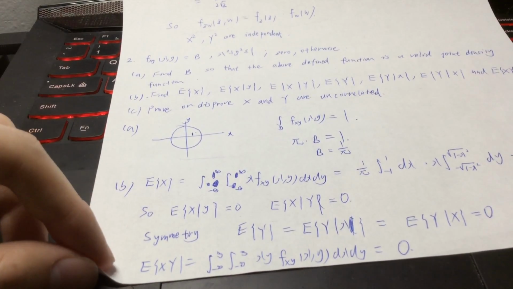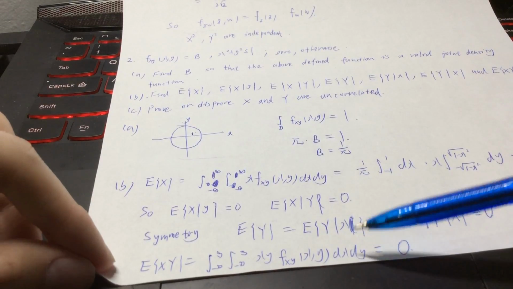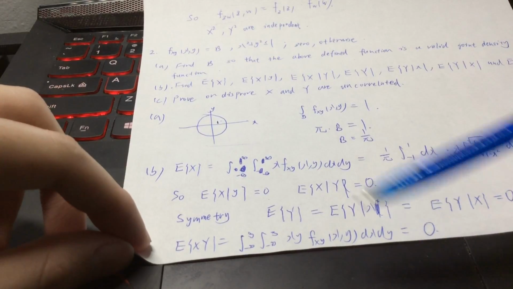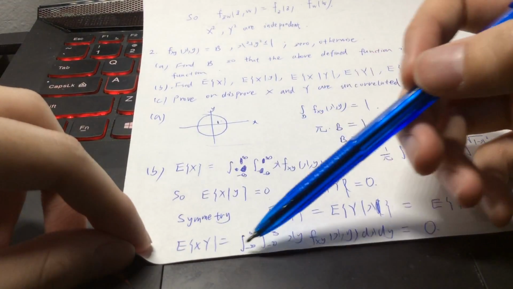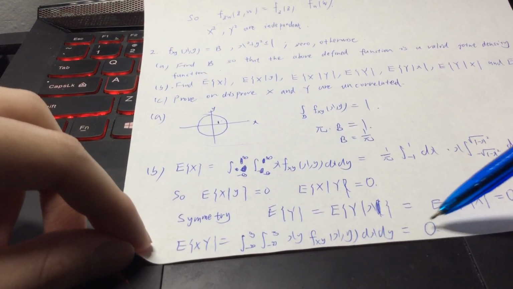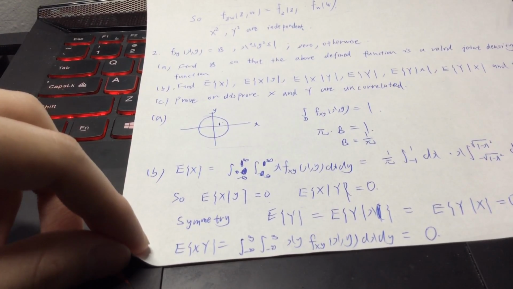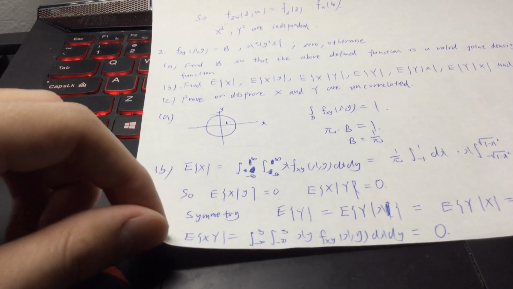Oh, sorry. We also need to calculate E[XY]. Through the definition, we know that E[XY] is equal to this part, and through the series calculation, we know that it also equals 0. So all the elements are equal to 0. So this is the second part.